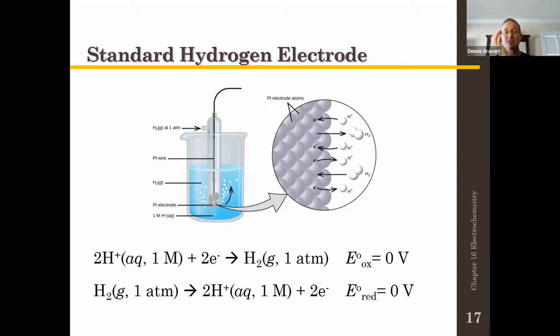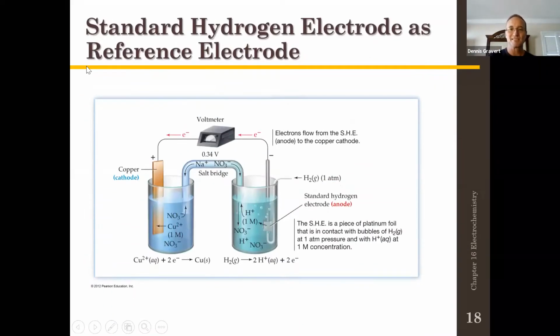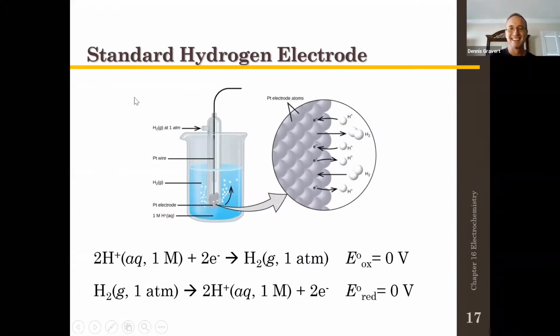In that case, if the H+ ions are being reduced, we can say the potential of that half cell, this is being reduced. This should be a red. Okay, so we have a mistake on this slide. Wasn't me.